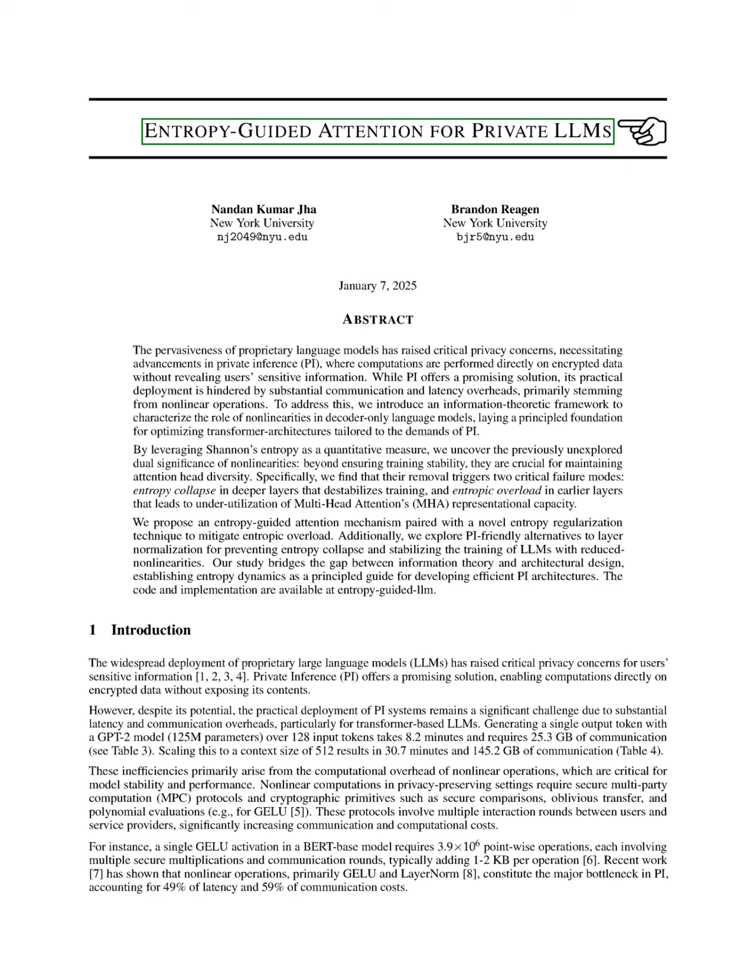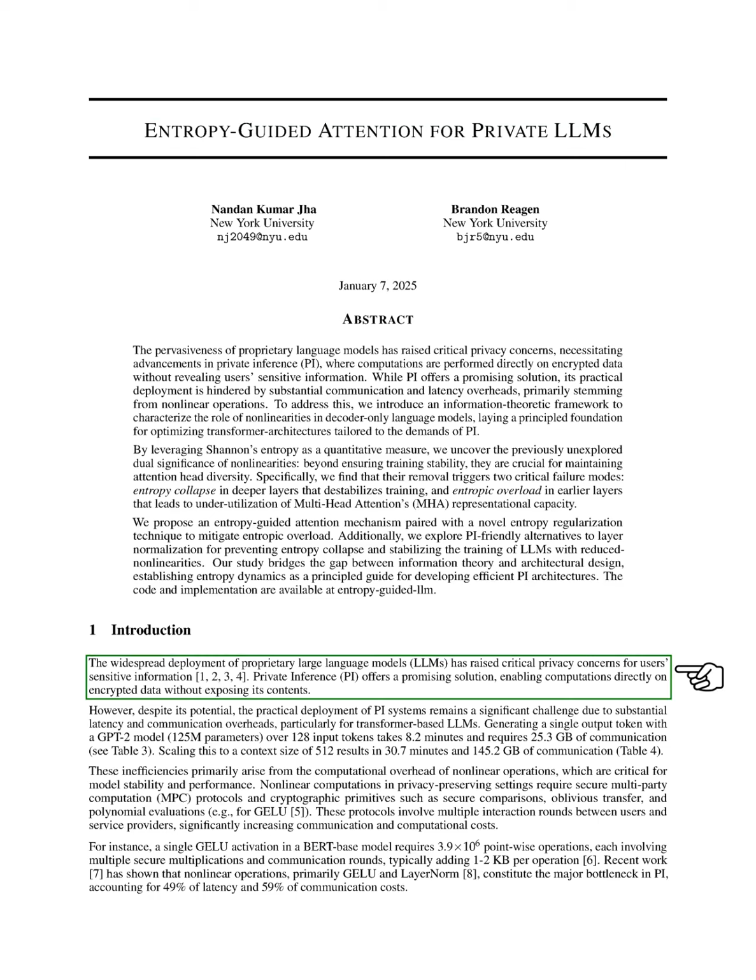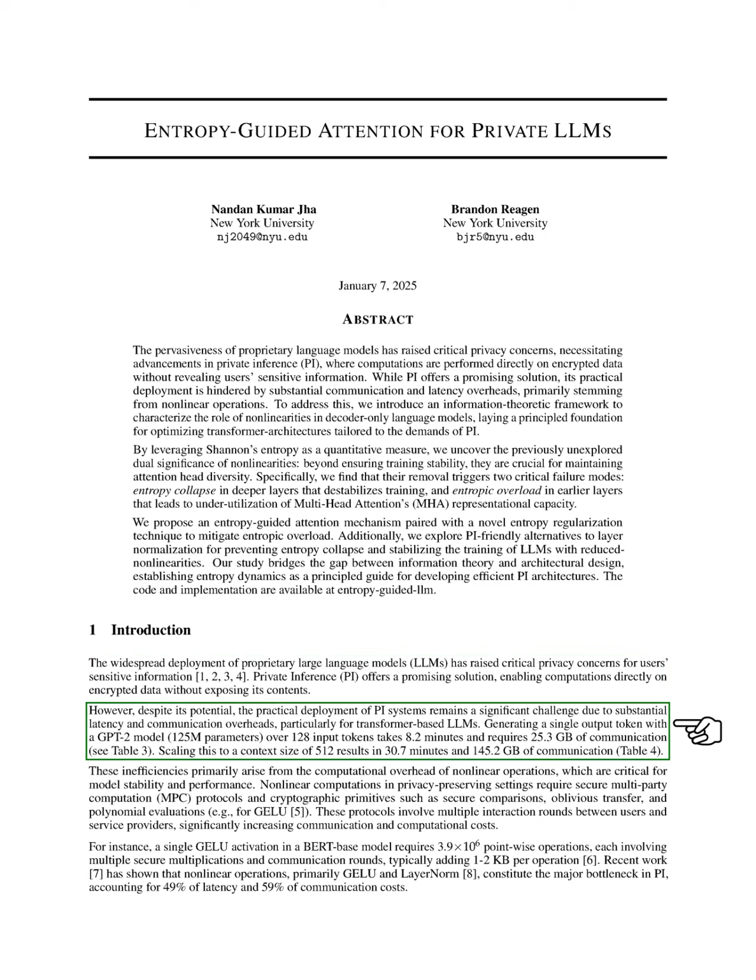Section: Introduction. In this section, we discuss the growing use of proprietary large language models, LLMs, and the privacy issues they raise regarding users' sensitive information. We introduce private inference, PI, as a potential solution that allows computations on encrypted data without revealing its contents. However, we face challenges in implementing PI systems due to high latency and communication costs, especially with transformer-based LLMs.